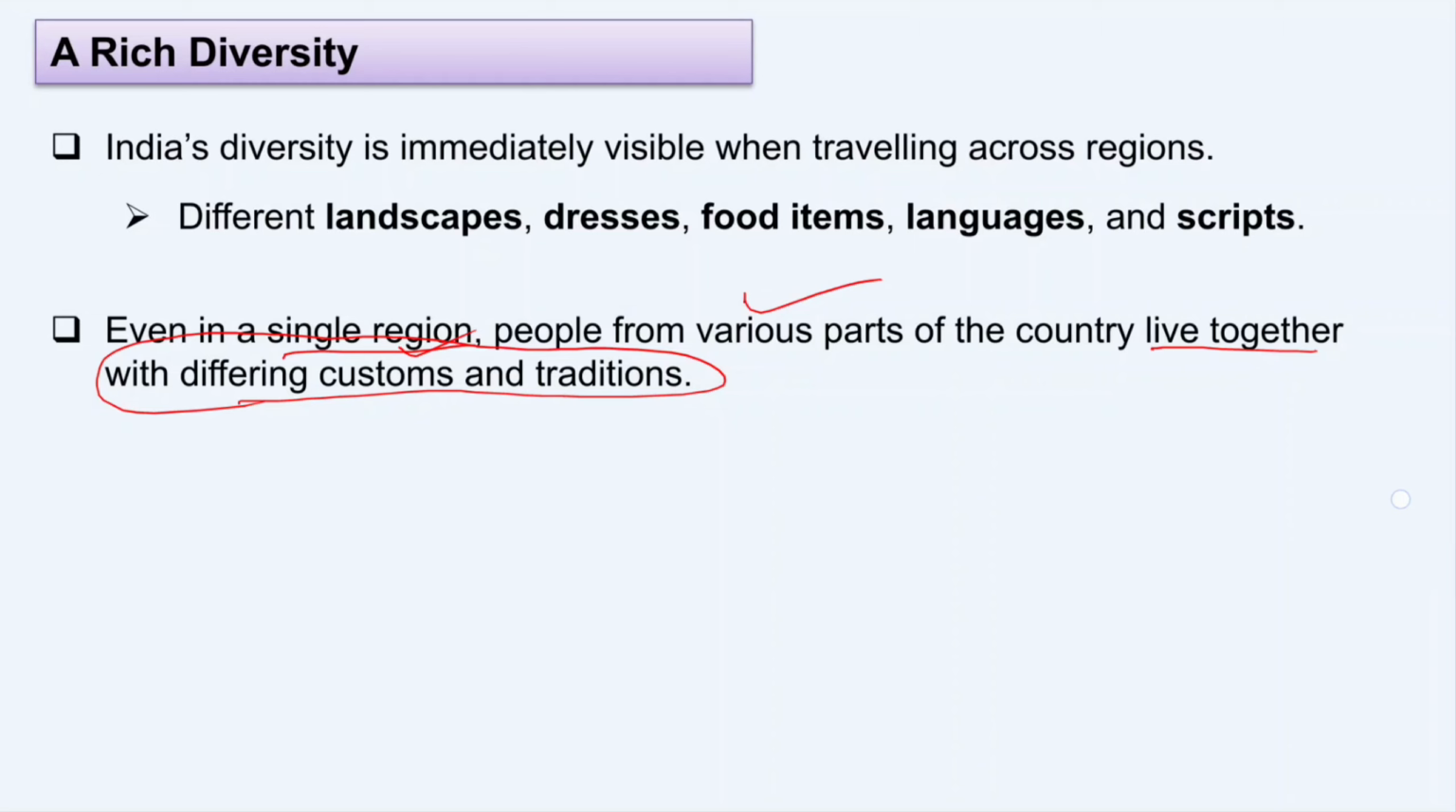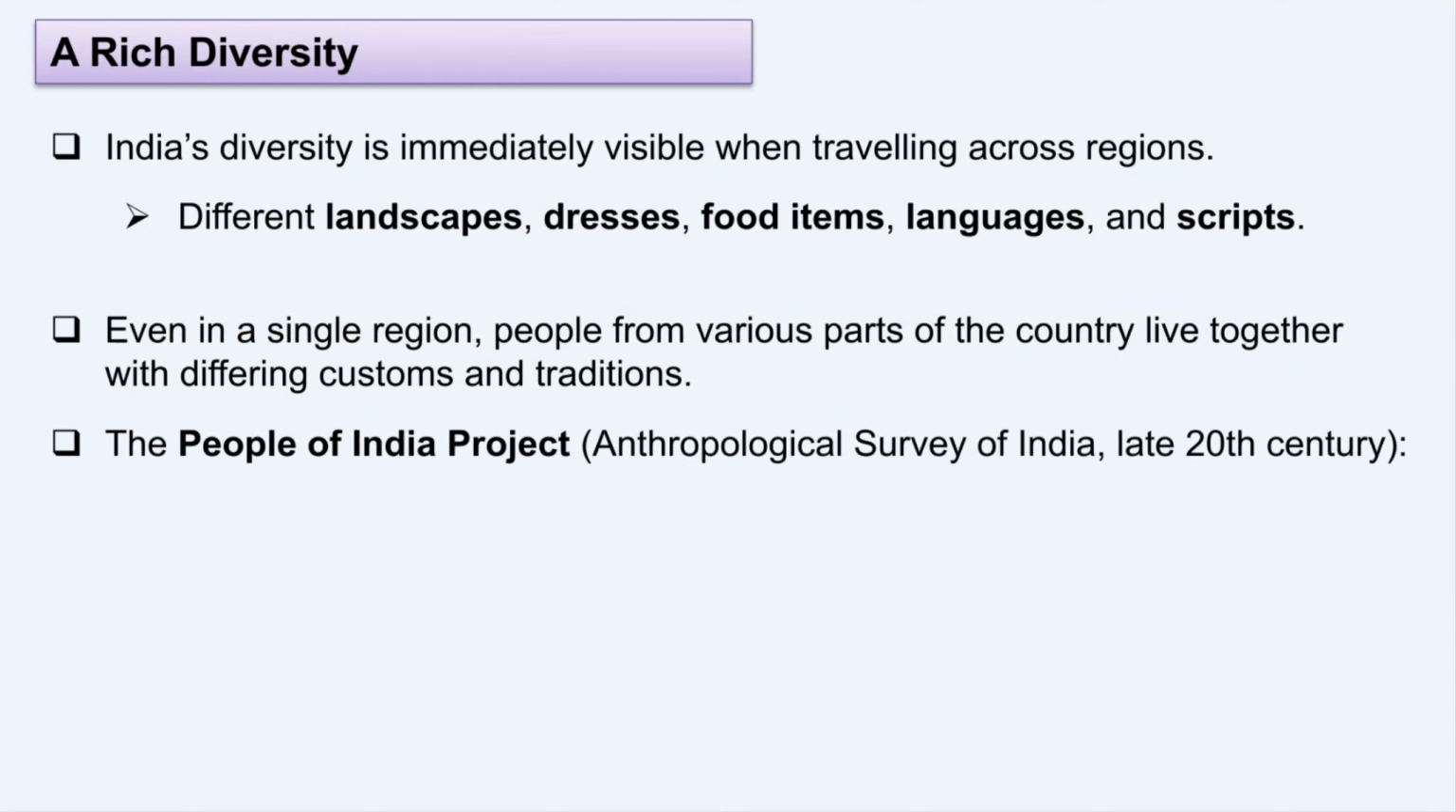So even though we have different customs and traditions, the point that you need to remember is that we live together happily, harmoniously. That is what unites us together. That is the example of unity.